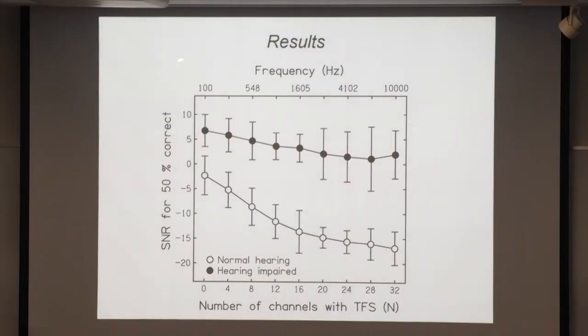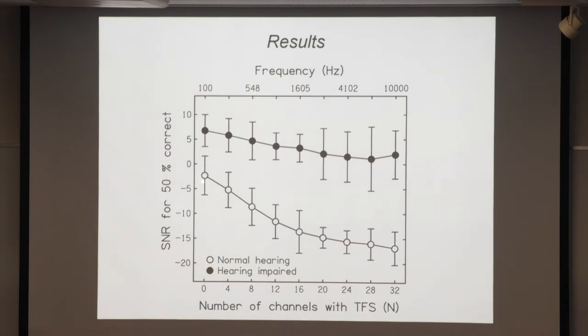And this shows the results. We're plotting the speech reception threshold, as the signal-to-noise ratio required for 50% correct, as a function of the number of channels with intact temporal fine structure. So over on the right here, we've got the fully intact speech with all channels, including both envelope and temporal fine structure. Over on the left here is the fully vocoded signal, and we've got this transition in between where we're adding channels with intact temporal fine structure.